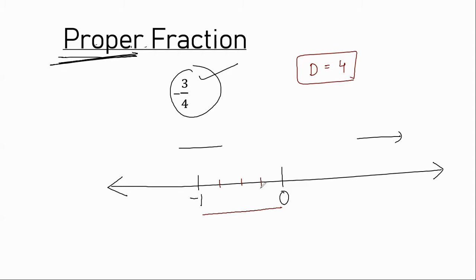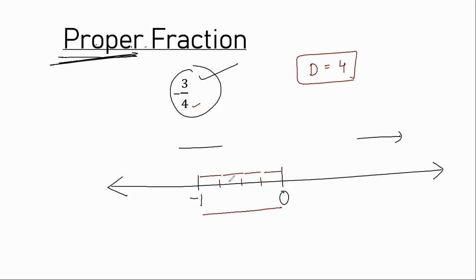If the denominator is 5, then we make 4 lines in between. If the denominator is 6, then we draw 5 lines in between. Because the denominator here is 4, we draw one line less, which is 3 equal lines. And always remember, draw the number line using a ruler or scale, because these parts should be equal. The distance between every part should be equal.